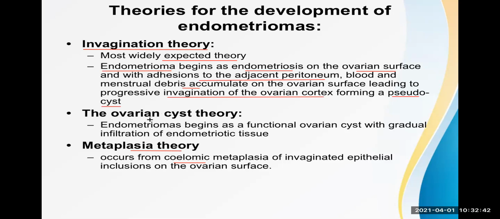The ovarian cyst theory is another one. The endometrioma begins as a functional ovarian cyst with gradual infiltration of endometrial tissue there. That means in the beginning, it is an ovarian cyst with normal cells, whatever are present there. Then those cells are slowly replaced by endometrial cells. Okay, so frankly speaking, we don't have enough evidence to support this. That's why we still call them theories or hypotheses.